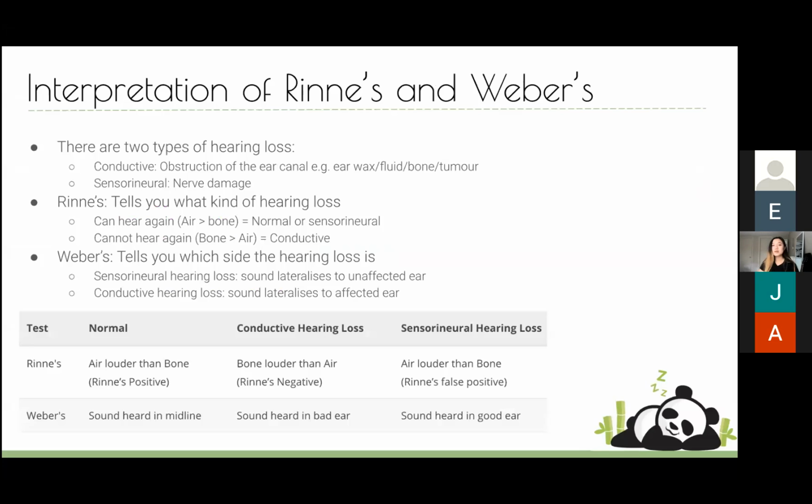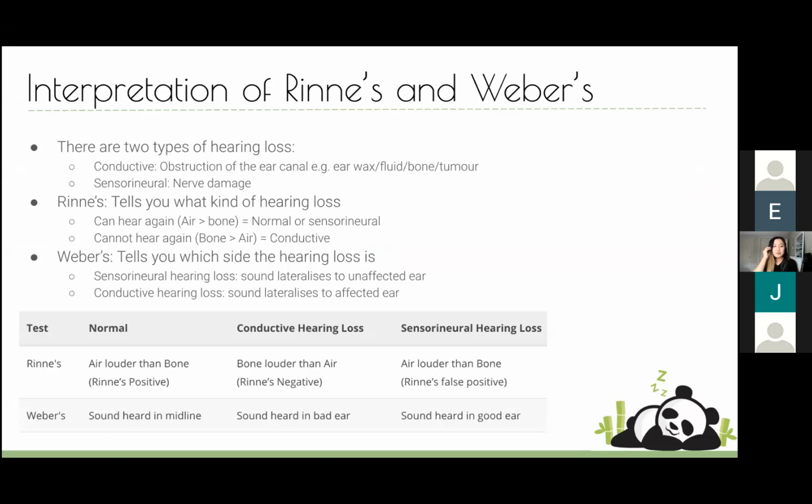Essentially, there are 2 types of hearing loss. You can get conductive or sensorineural. Conductive sounds weird because you're like, what kind of conduction? Just think of it as something blocking your ear. If you block your ear with your finger, or if you have a large earwax, bone there, or a tumor there, that's conductive hearing loss. Sensorineural is something wrong with the nerve itself.